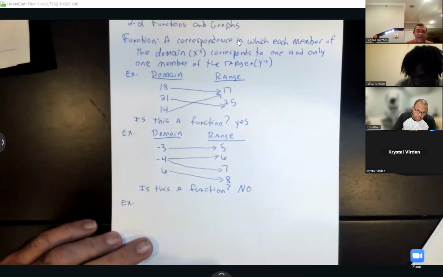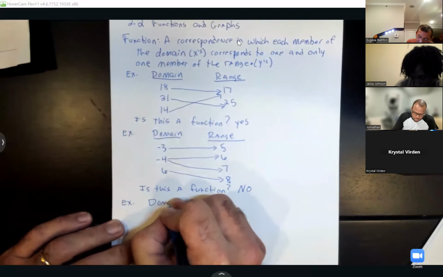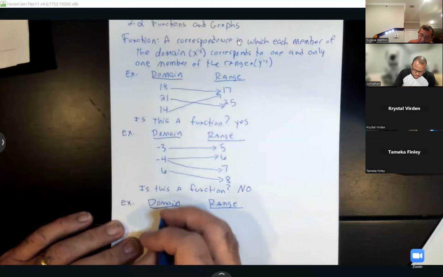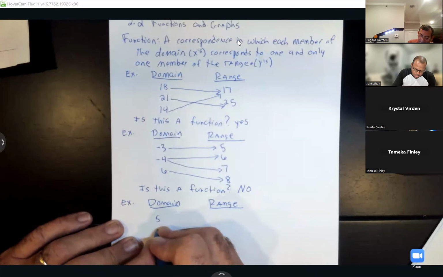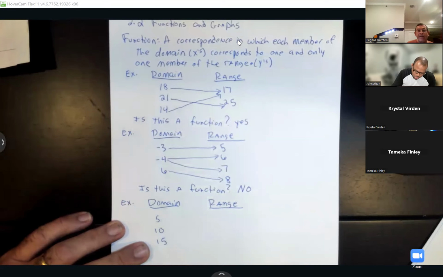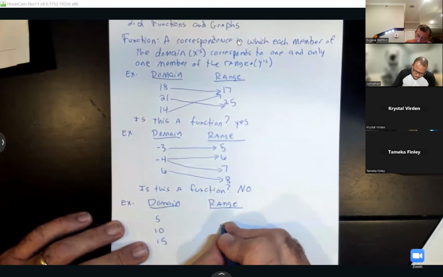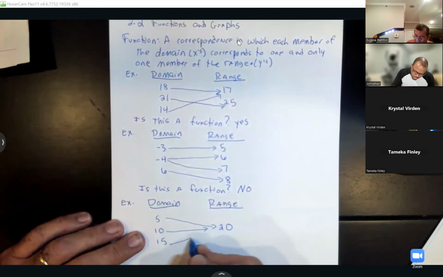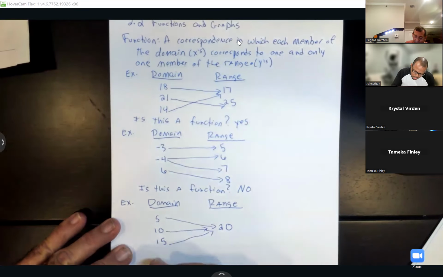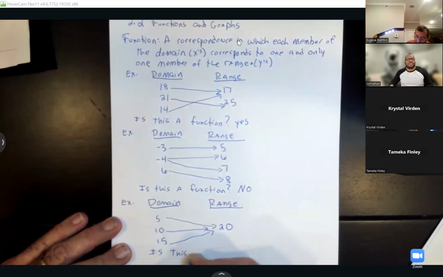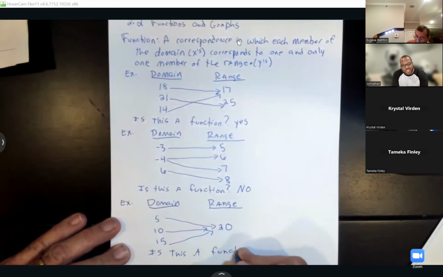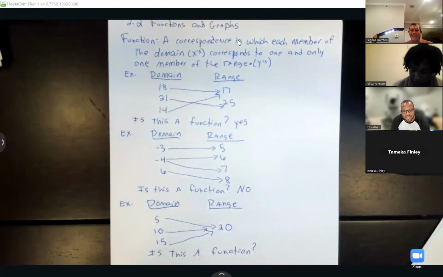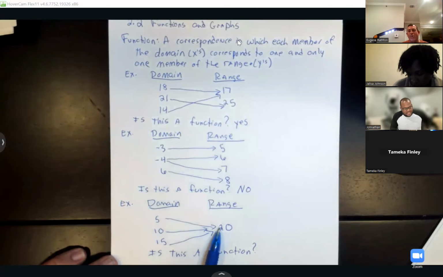But y'all, let's try one more and see if I can't trick you up. My domain and my range. So my domain, I'm going to have 5, 10, 15. My range over here, I'm going to have a 20. And all three of these are going to point at that 20. So here's my question. Is this a function? Yes. Good job, because every X is only going to one Y value.